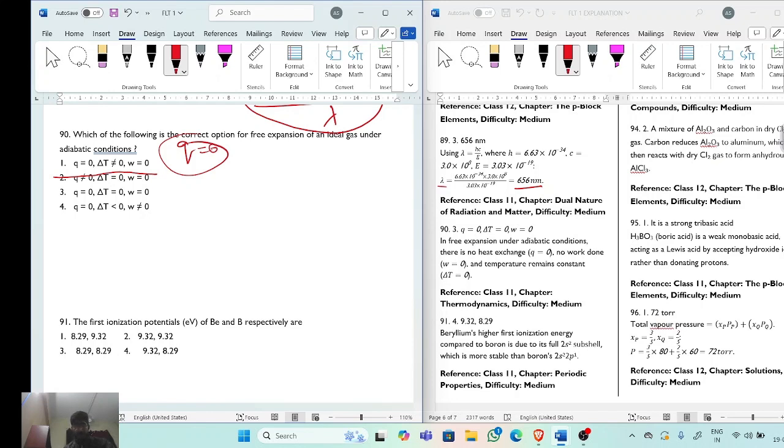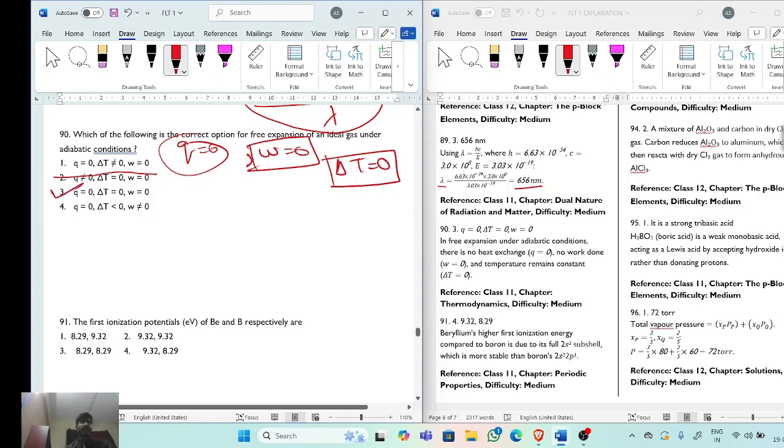Now, in free expansion under adiabatic condition, there will be no heat exchange as Q is equal to 0. So no work done will be there, meaning W will also be equal to 0, and temperature remains constant. If the temperature remains constant, the change in temperature delta T will also be equal to 0. So Q is equal to 0, work is equal to 0, and delta T is equal to 0. Means option number C is our correct answer.